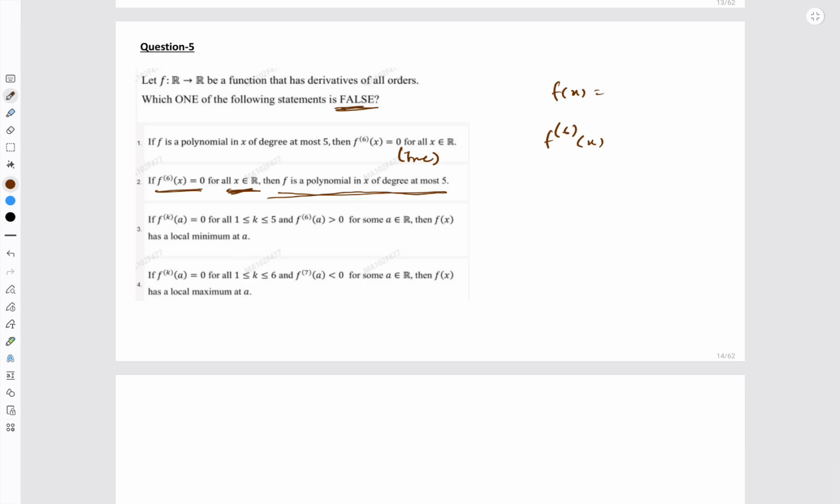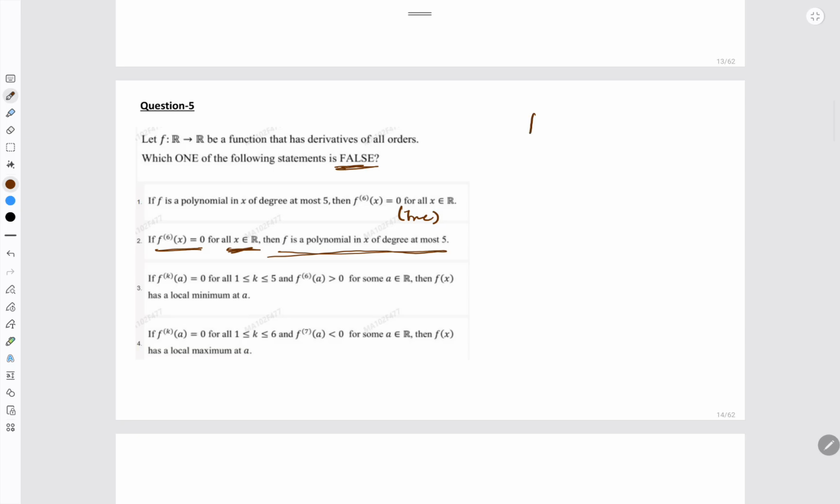The only possibility is that f is a polynomial of degree at most 5, so a0 plus a1x up to a5x raised to the power 5, then only its sixth derivative will be 0 independent of x. Otherwise it will not be 0. It can be 0 at some points, but for every x it is not possible. If you want the exact method also, we can think like, yeah.